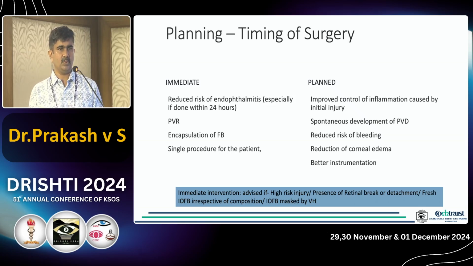Whereas planned means you do a primary repair first, then you do an intraocular foreign body removal in a second sitting. So here you have an improved control of inflammation. There is a spontaneous development of PVD, making the VR surgery easier. There is reduced risk of bleeding because inflammation has come down. The corneal edema is less and the view of the fundus is better, and you can plan your surgery. In an emergency surgery, you may not get the instrument that you wanted. So that is very important. Immediate intervention is advised in certain scenarios where you already have a retinal detachment, or if there is an endophthalmitis, you may have to go in early.